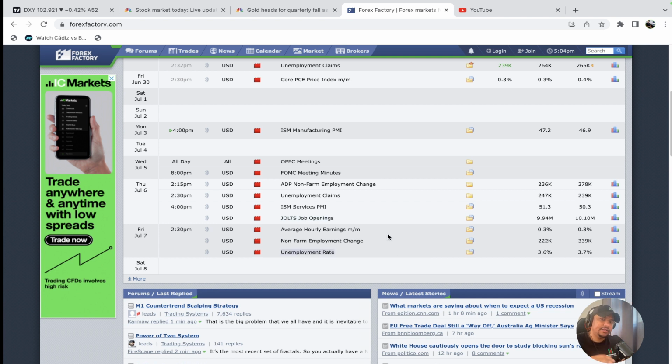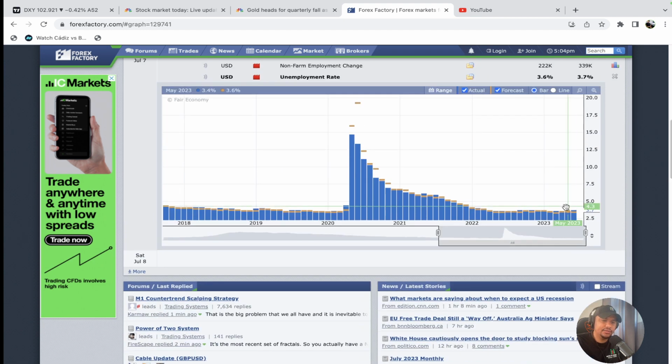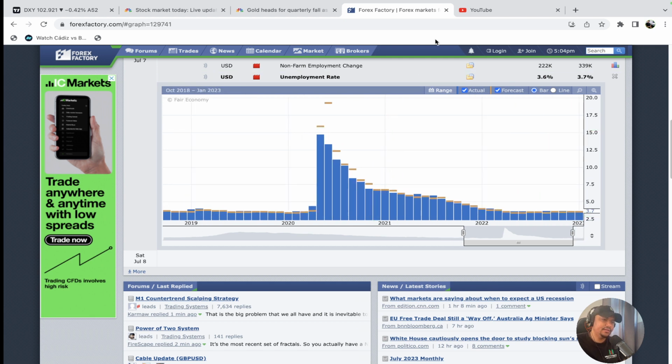Now, the unemployment data for last month was obviously a shock, as the market came through higher than anticipated. So nobody expected the market to pull through like it did last week. Compared with the previous month, we saw it go from 3.4 up to 3.7 as well.